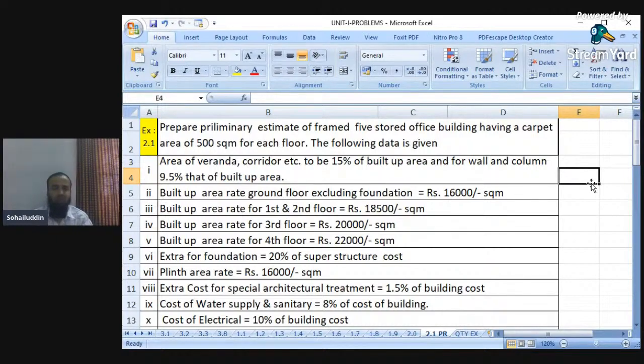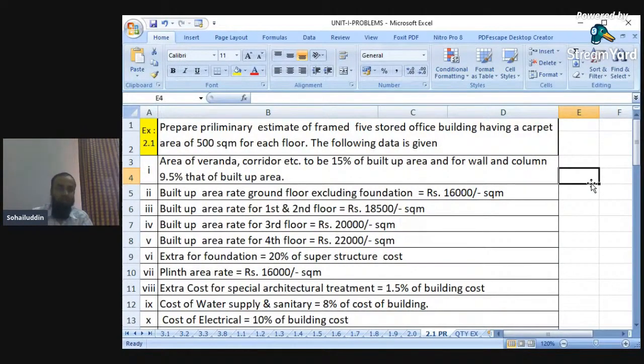Built-up area rate for first and second floor, again same. Rates are different, but the problem is totally same. Rates, percentages, and a few calculations will be different. The same is to be written in record books, but in order to avoid copyright issues, a somewhat different problem has been framed with some different data. Some percentage, some area, or some rates will be different.